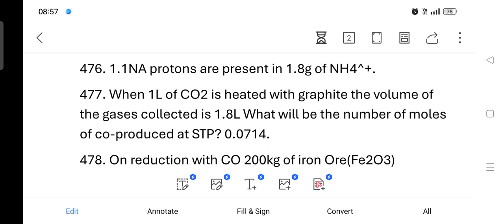1.1 NA protons are present in 1.8 g of NH4+. When 1 liter of CO2 is heated with graphite, the volume of the gas collected is 1.8 liter. What will be the number of moles of CO produced at STP? 0.0714.